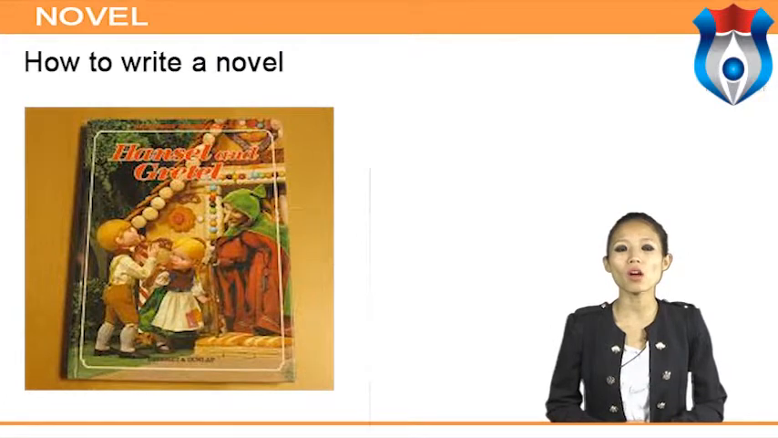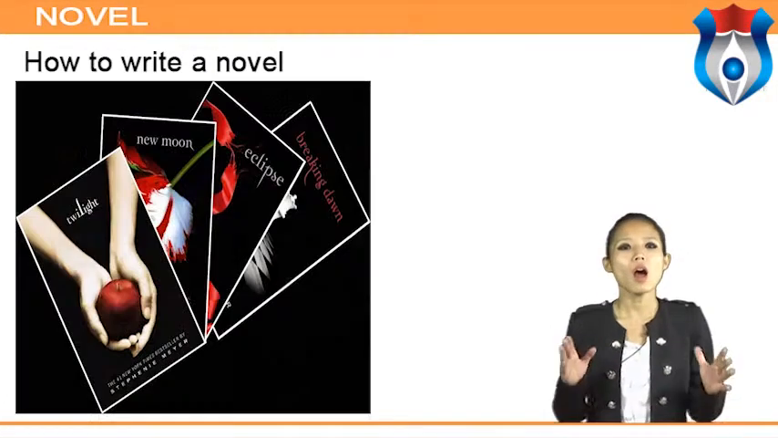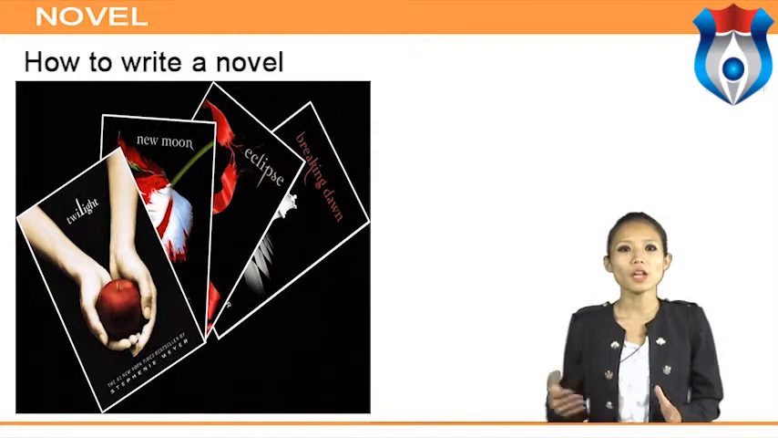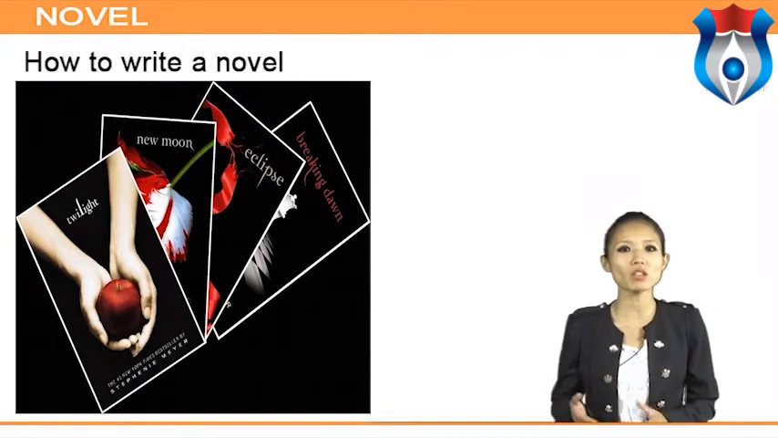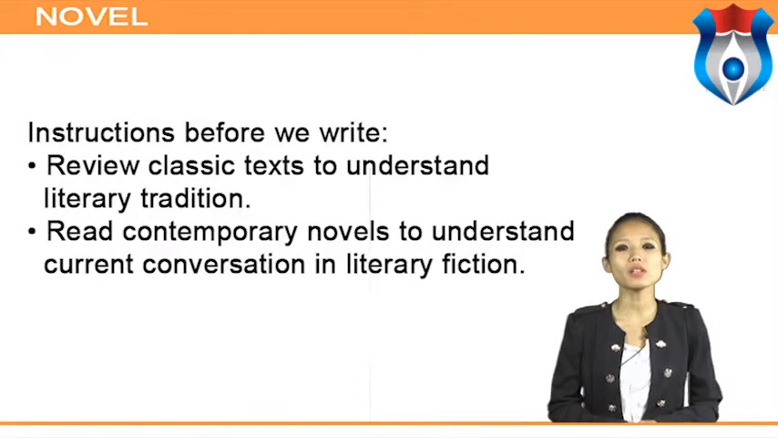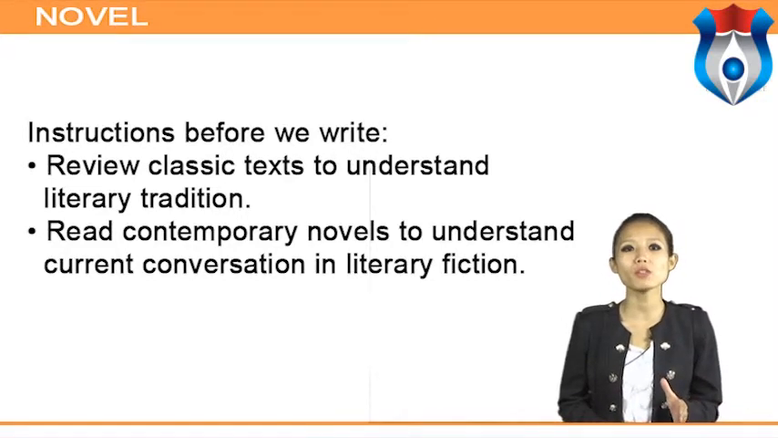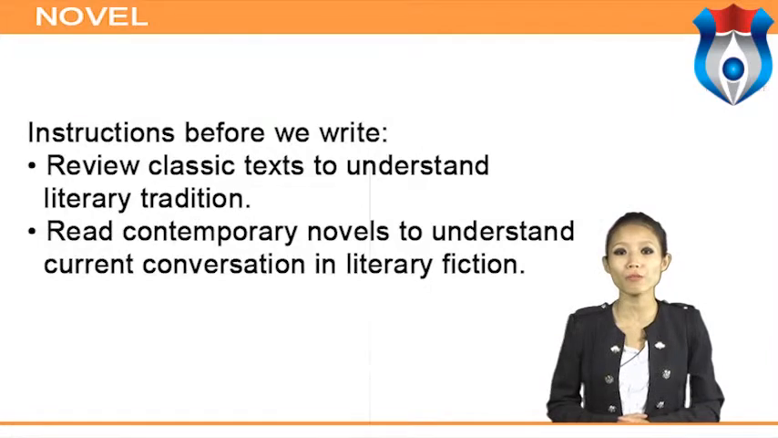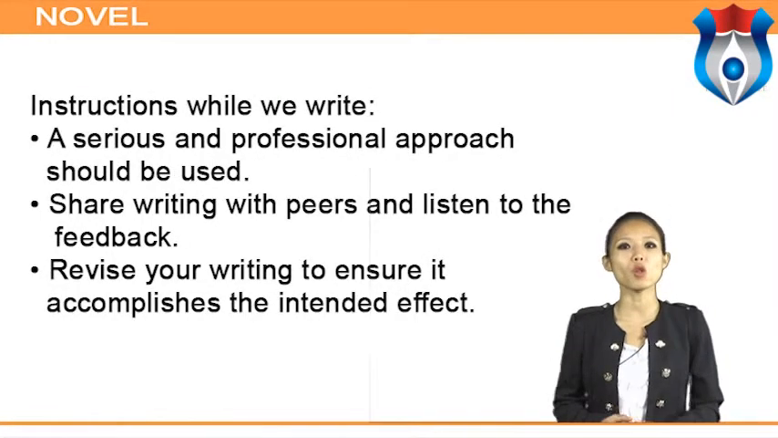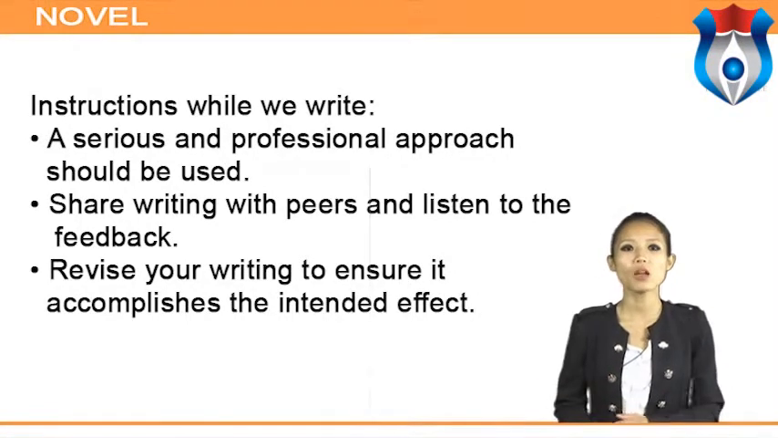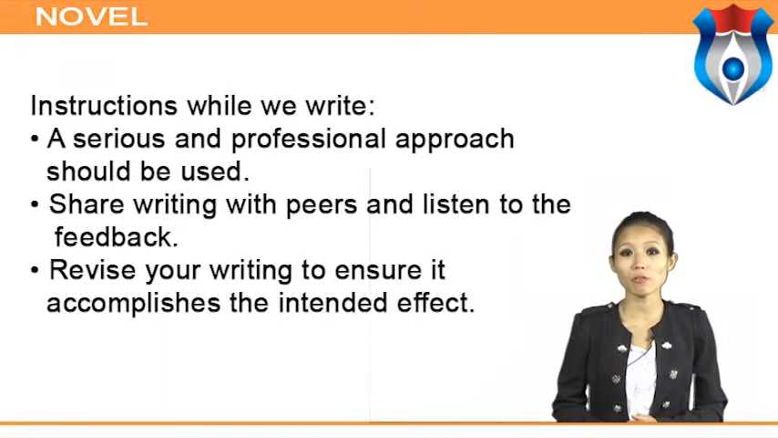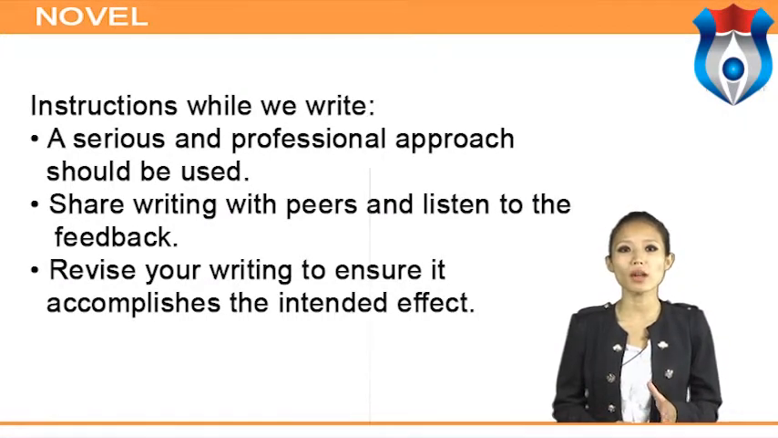After studying the elements of a novel or a story, let us study how to write a literary novel. It offers perspective. Some advices may contradict each other. Now, the instructions before we write are: review classic texts to understand literary tradition, read contemporary novels to understand the current conversation in literary fiction. The instructions to follow while we write are: a serious and professional approach should be used. Share writing with peers and listen to the feedback. Revise your writing to ensure it accomplishes the intended effect.